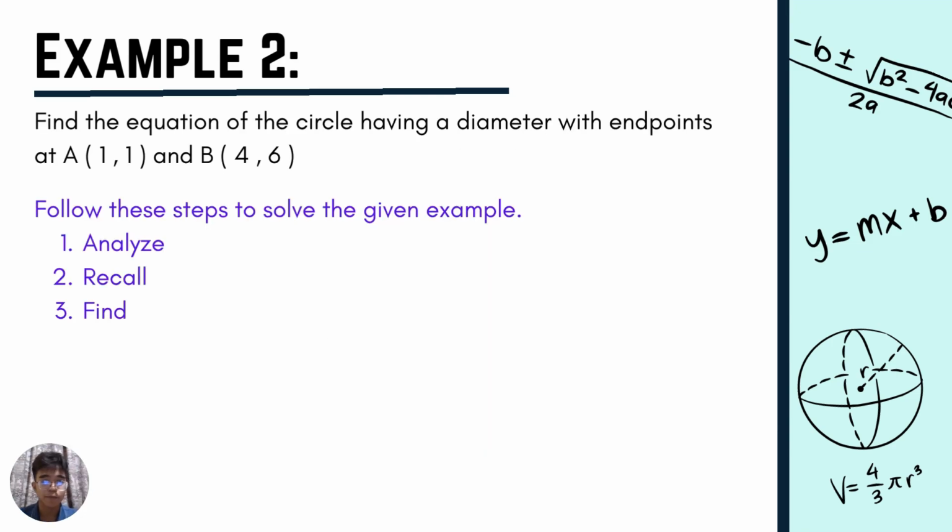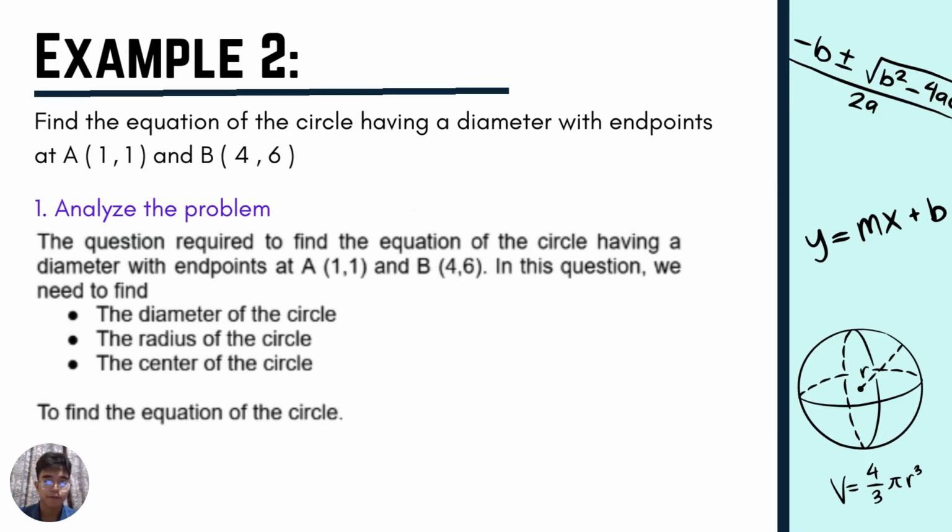Now let us try example number 2. Find the equation of the circle having a diameter with endpoints at A, where the x coordinate is 1 and the y coordinate is 1, and B, where the x coordinate is 4 and the y coordinate is 6. Now we follow these steps to solve the given example. The first step is we have to analyze the problem. Second, we have to recall the formulas. And lastly, step 3 is we have to find the equation of the circle.